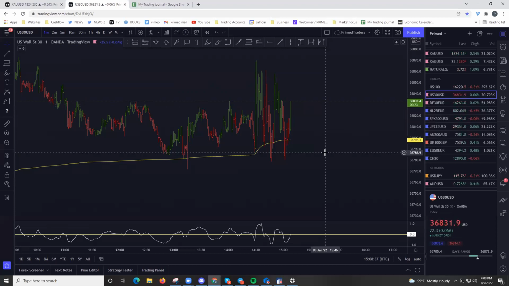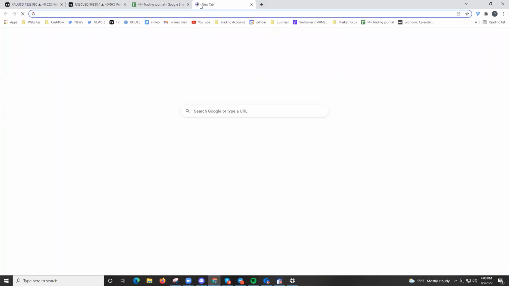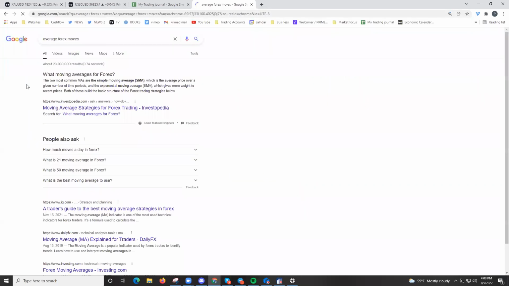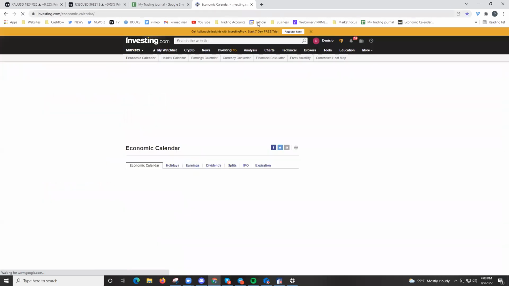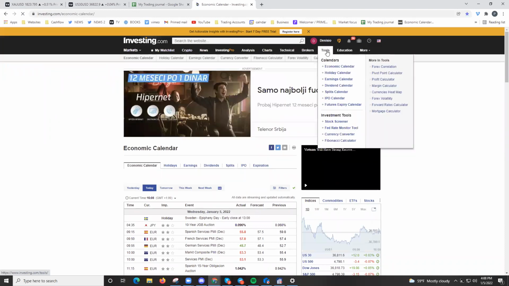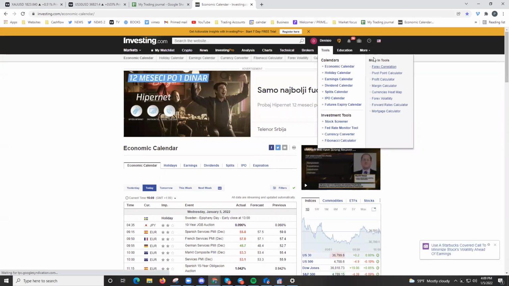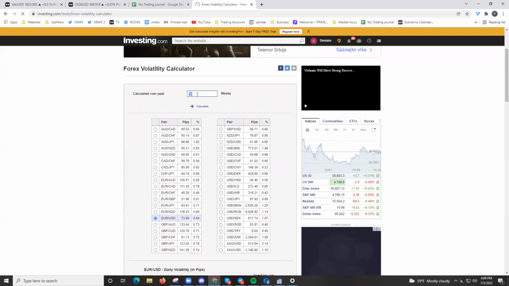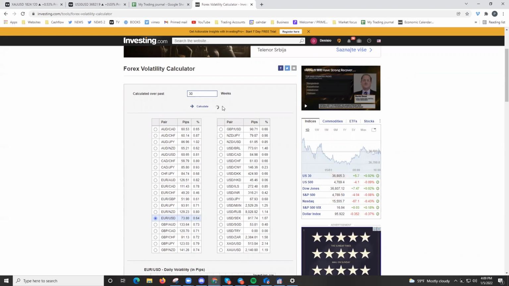Yeah, but you need to know the average moves. Look at this, you can always go to average Forex pip values, or you have it here on investing.com. GBP/USD is pushing out, US30 is pushing out, and DAX is pushing up. You can go to tools, Forex correlation, the volatility. Then you can check the last 30 weeks, click enter, and it tells you the average pips it does, so you can do that too.